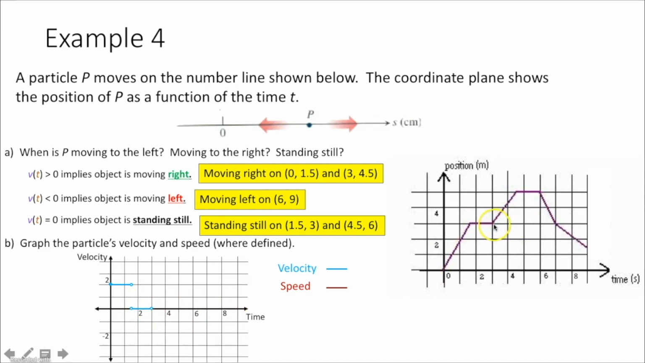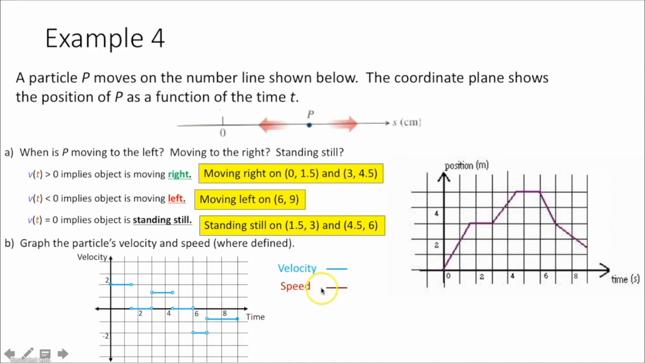Then from 3 to 4.5, we have a slope of up 2 over 1.5, which is about 1.333. So we'll put that there. That's going to be our velocity over that given interval. And then again, from 4.5 to 6, we have a velocity of 0. Then from 6 to 7, we have a velocity of down 2 over 1, so that would be negative 2. And then from 7 to 9, we have a velocity of down 1.5 over 2. That would be about right here. That's your velocity over that given interval.